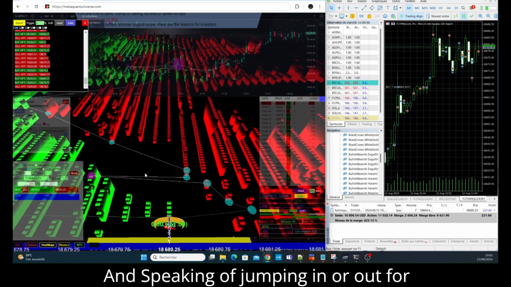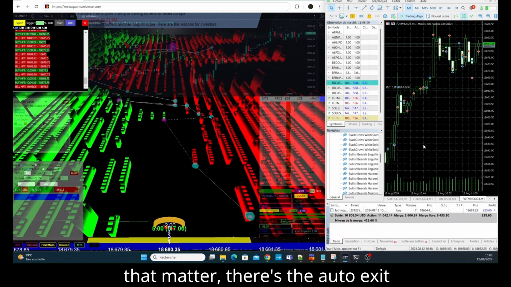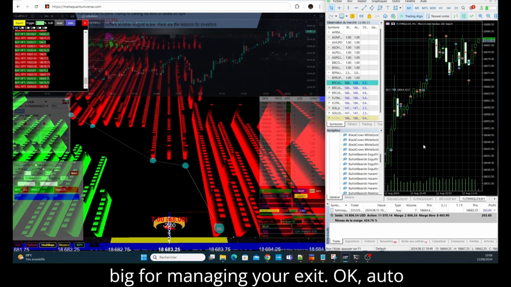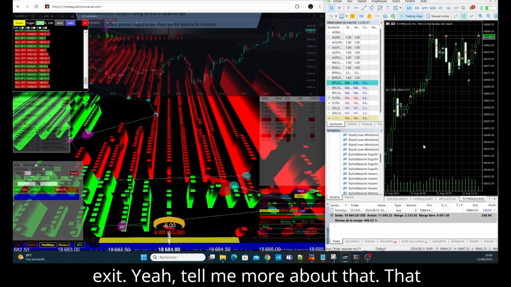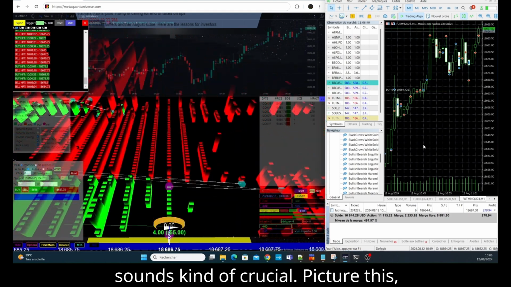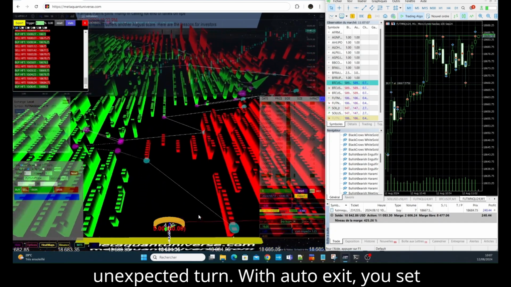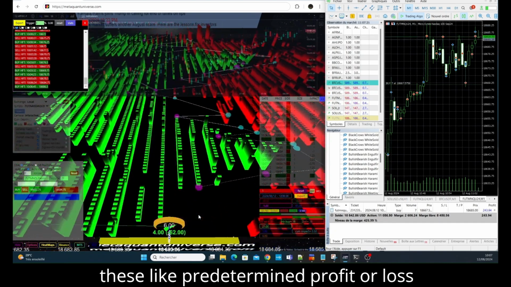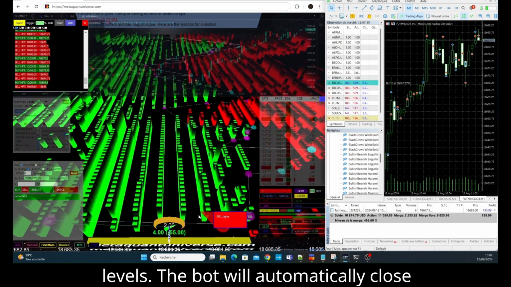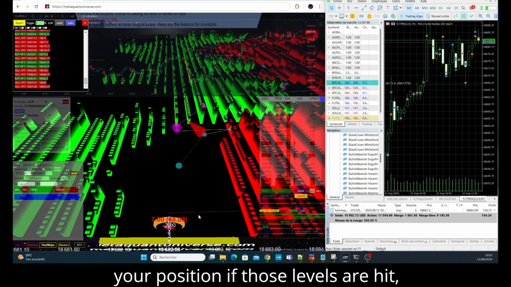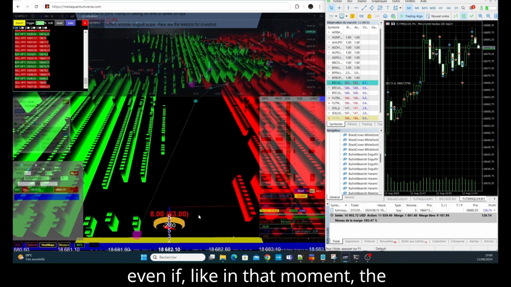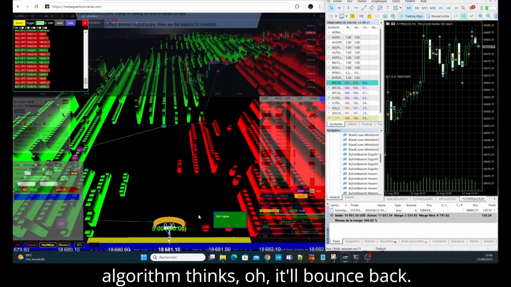And speaking of jumping in or out, there's the auto exit feature, and that one is big for managing your exit. Okay, auto exit, tell me more about that. That sounds kind of crucial. Picture this: you've got a trade going, but then bam, the market takes a totally unexpected turn. With auto exit, you set predetermined profit or loss levels. The bot will automatically close your position if those levels are hit, even if in that moment the algorithm thinks, oh, it'll bounce back.